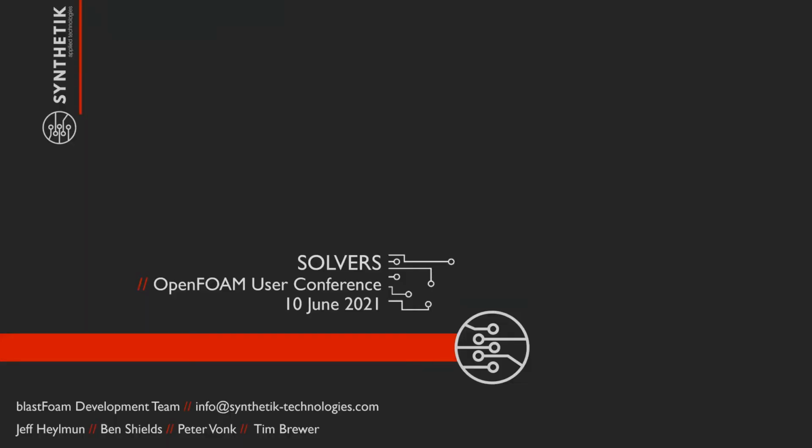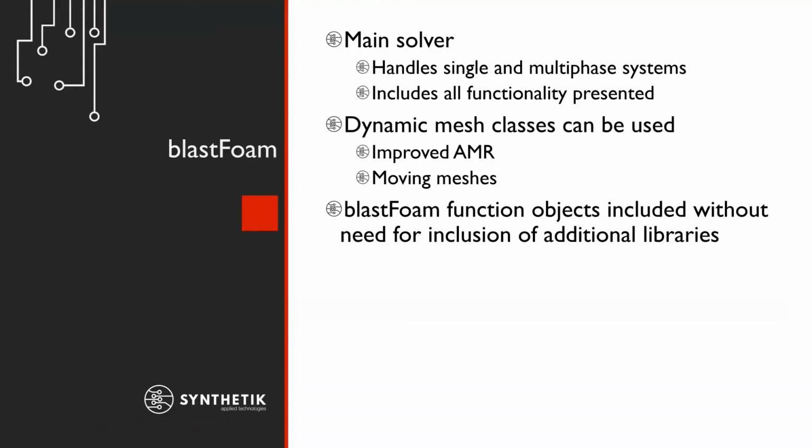Okay, so then just kind of a quick overview of the solvers. We've been adding more. So blastFoam is the main solver. It handles single phase and multi-phase, you know, as long as you have that single shared velocity and internal energy. So all of the functionality that I just talked about is presented here. You don't have to do anything different for it. You don't have to include any libraries or anything like that. The dynamic mesh classes can all be used.